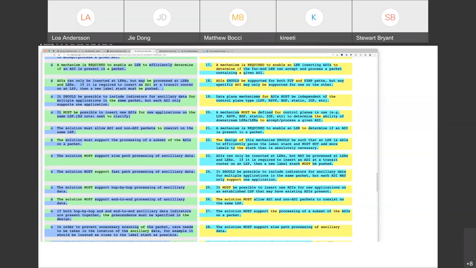So I have one other question that might belong in this context. Do we have a case where we want just one node on the LSP to actually process the data? If we did, then we'd have to either deal with this by splitting the LSP, or we'd have to deal with it by having an indicator inside the ancillary data that says who is to process it. So I think that would be part of the ancillary data design, wouldn't it? Maybe. I'm more asking about if we have a requirement to do it.